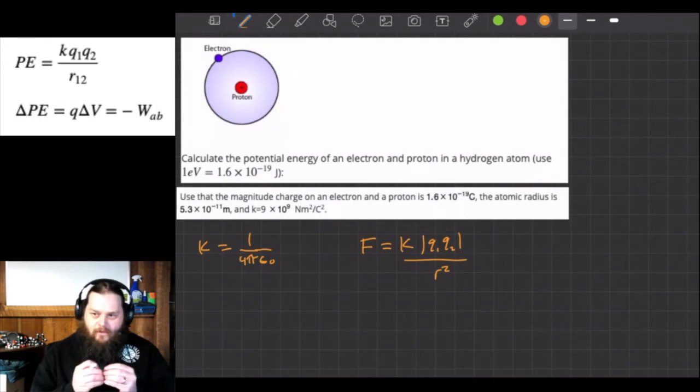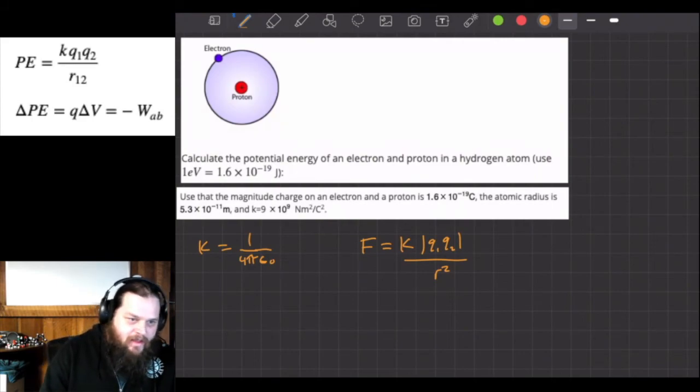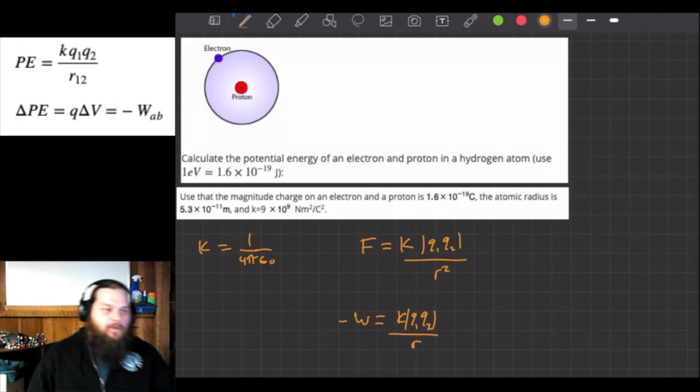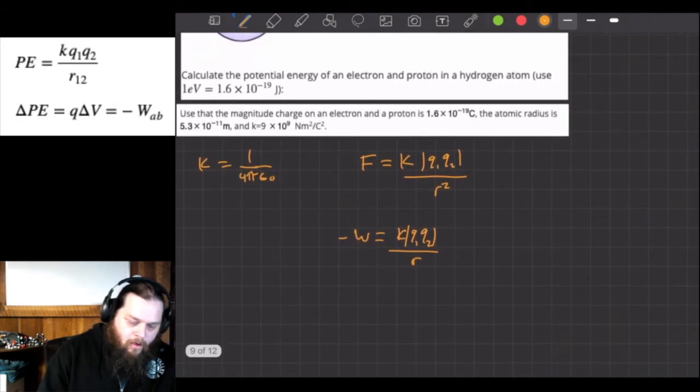But here we want to find the potential energy for them. So it's the force of them, but it's also the distance that they would have to travel. So we can say that the work done is going to be equal to the work to bring in an electron to that point and distance away, which would be k Q1 Q2 over r, and that's going to be a negative work because we're moving away from the zero potential.